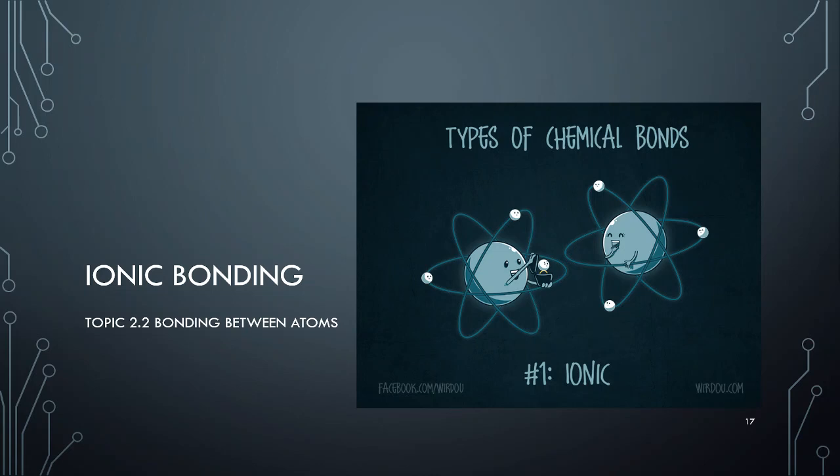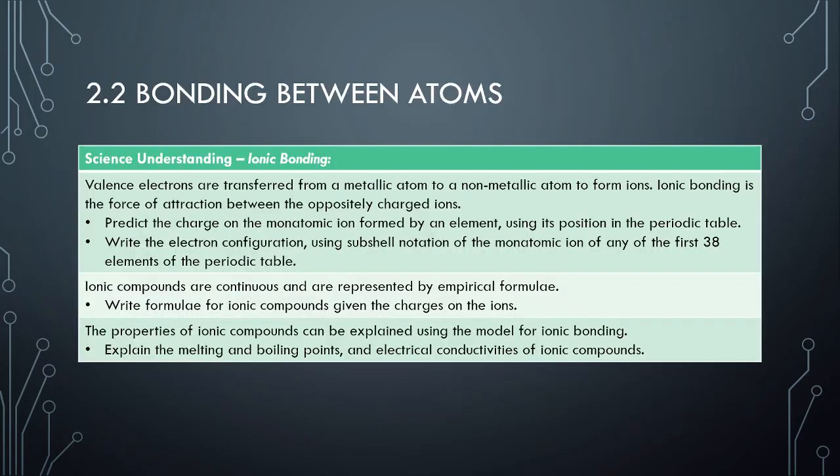Okay, welcome to the fifth video of topic 2.2, bonding between atoms. In this video, we'll continue on with ionic bonding. We'll be looking at the second box in this table. So ionic compounds are continuous and are represented by empirical formulae.